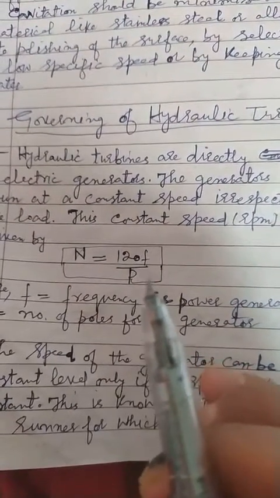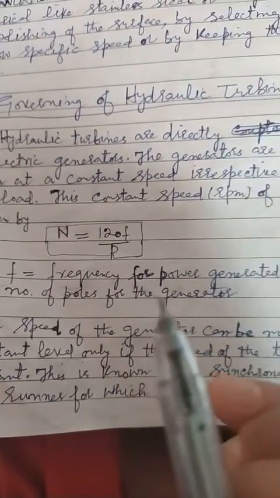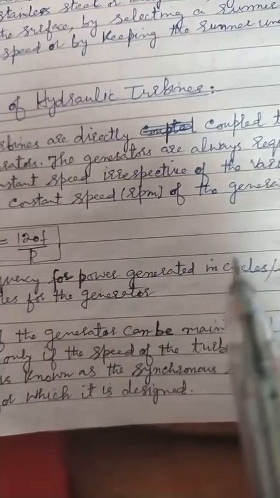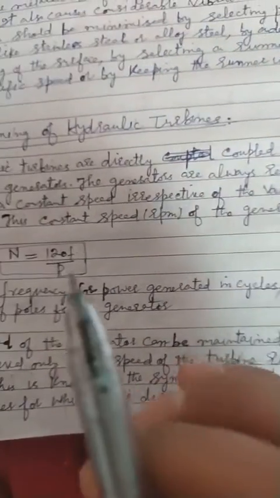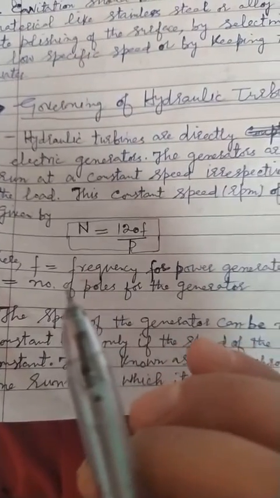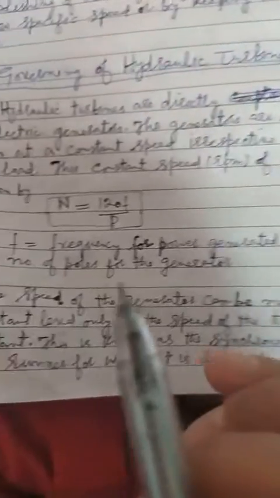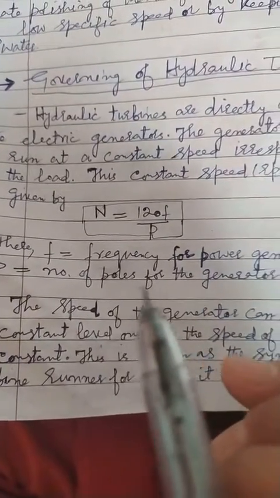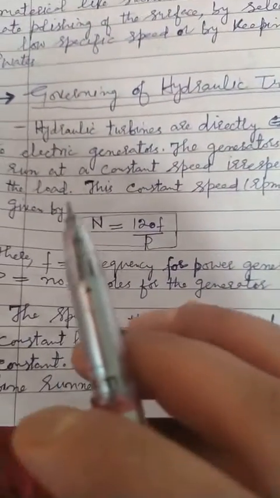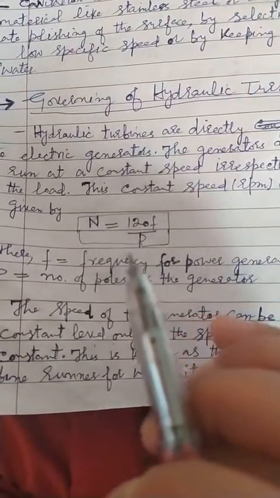N is equal to 120 F divided by P, where small f is equal to the frequency of power generated in cycles per second. This is actually an electrical concept, so you don't need to worry about this. Small p is equal to the number of poles of the generator. So this is the speed, which represents the average speed of the generator.